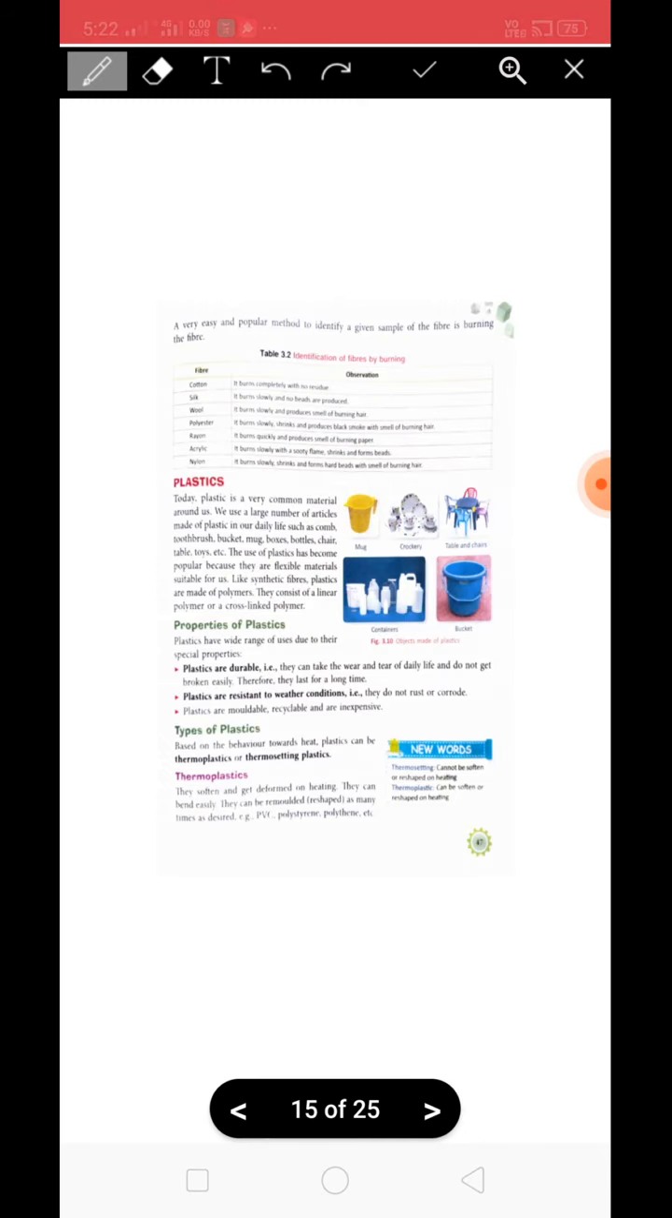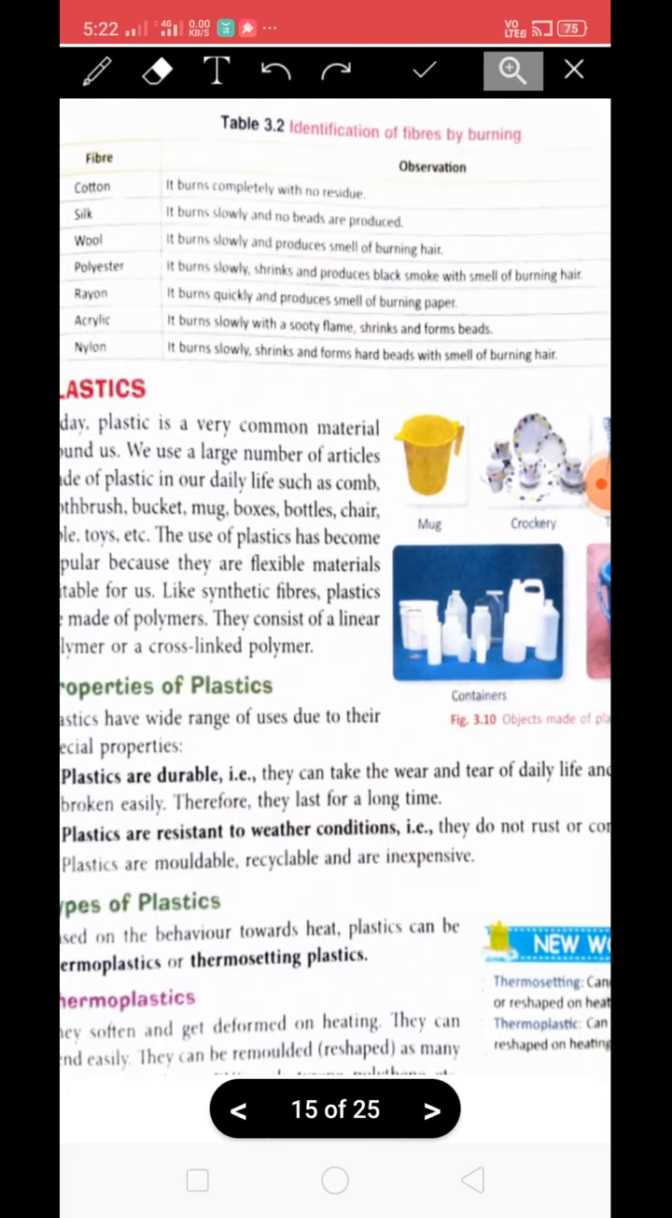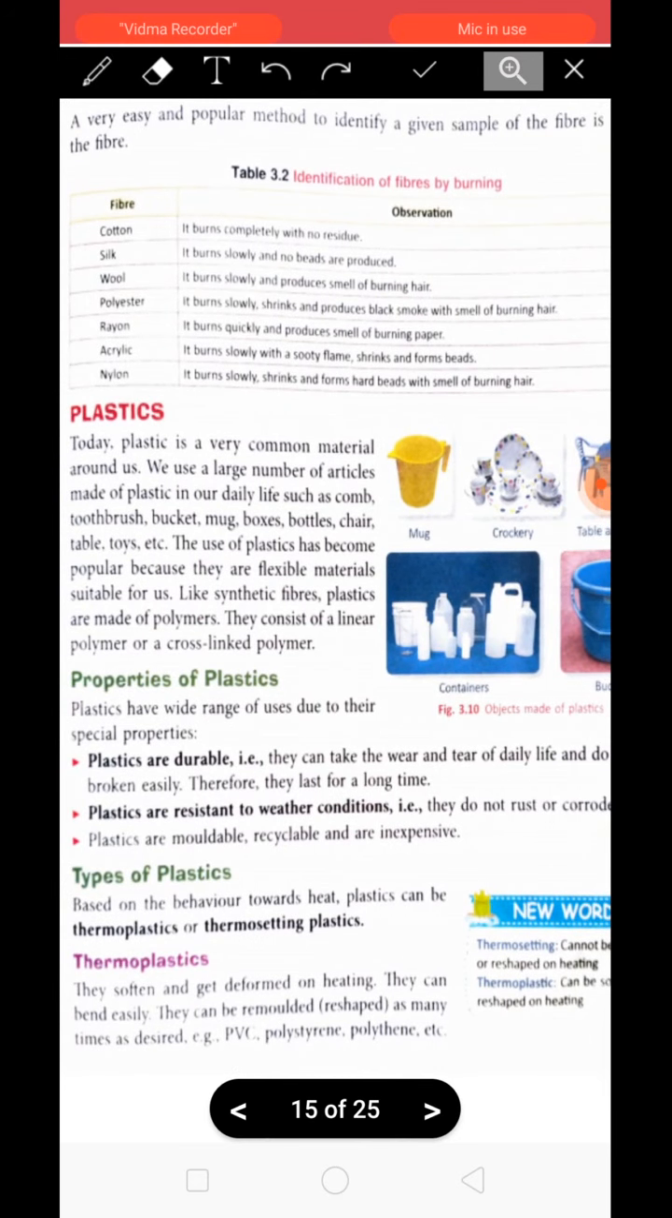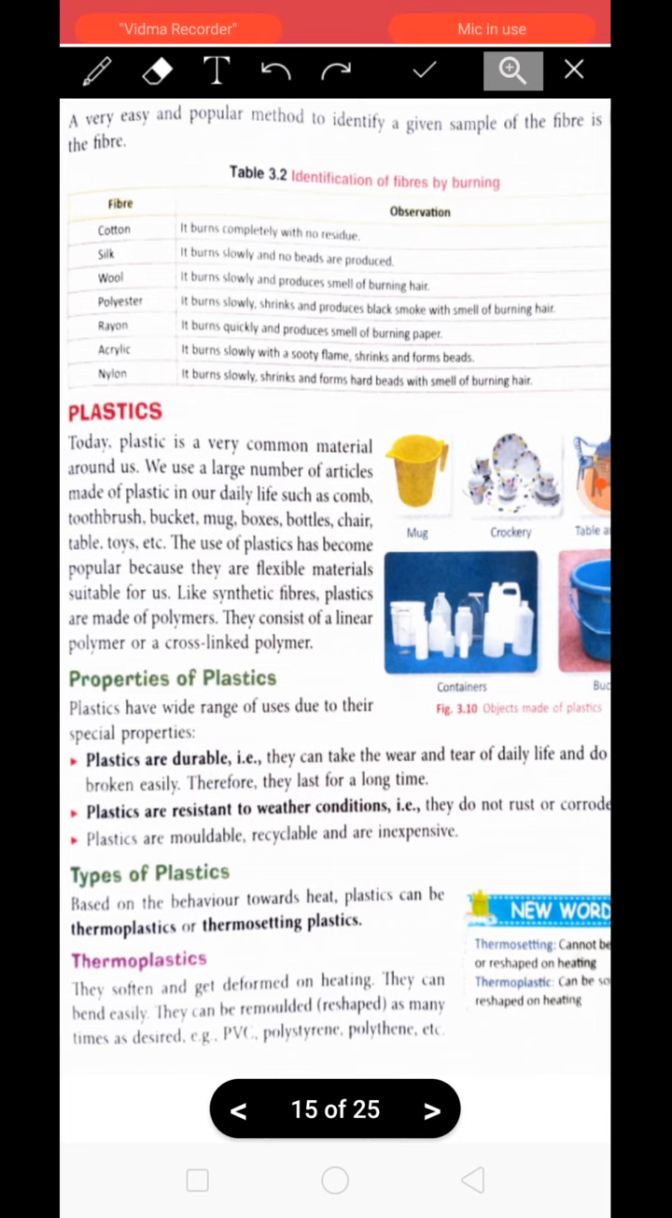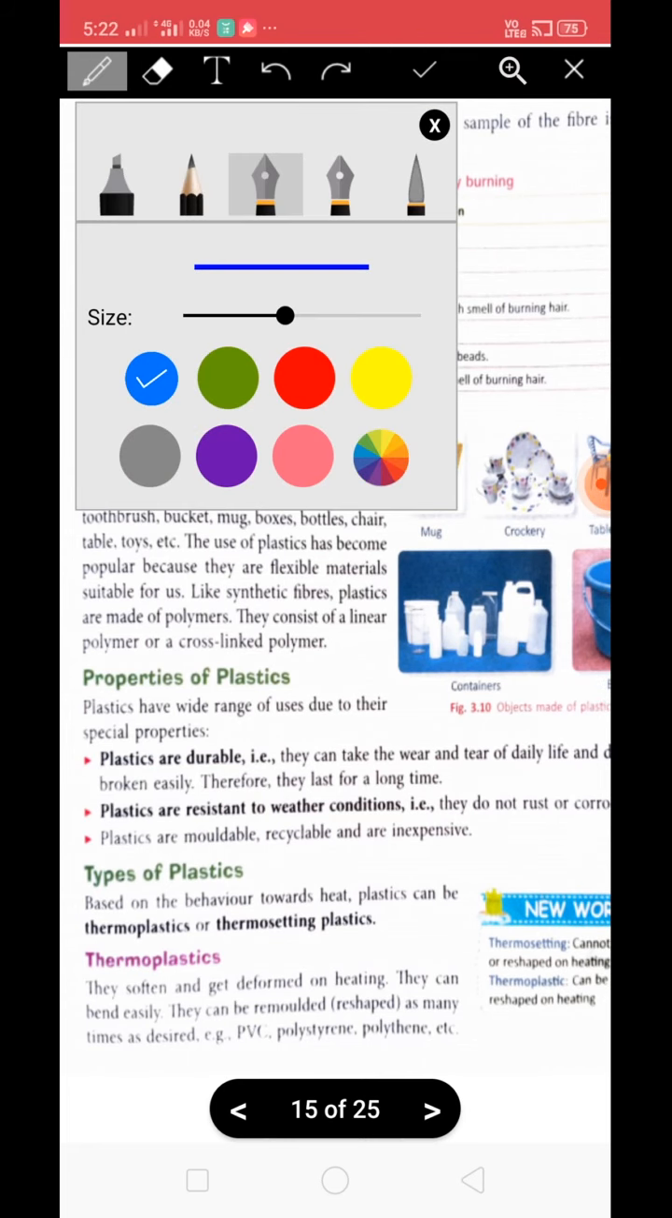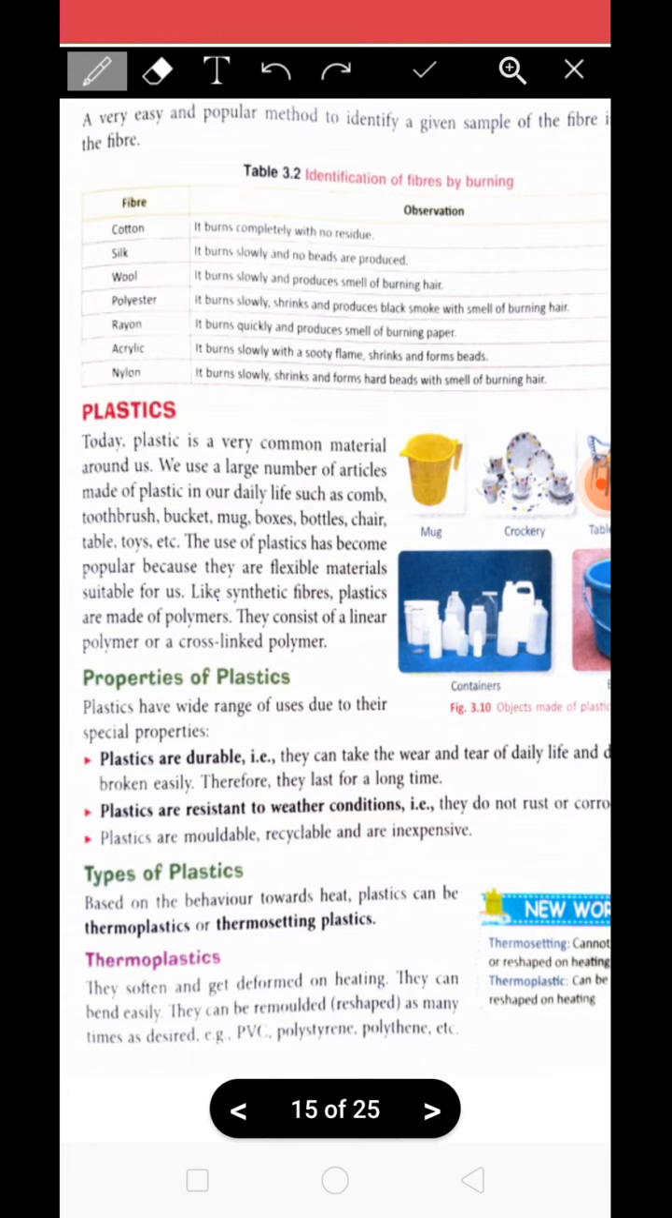Next is, see, over here we have a table in which some identifying burning characteristics are given. For example, if we are burning cotton, it burns completely with no residue. Then we are burning silk. If we burn silk, what will happen? It will burn slowly and no beads are produced.